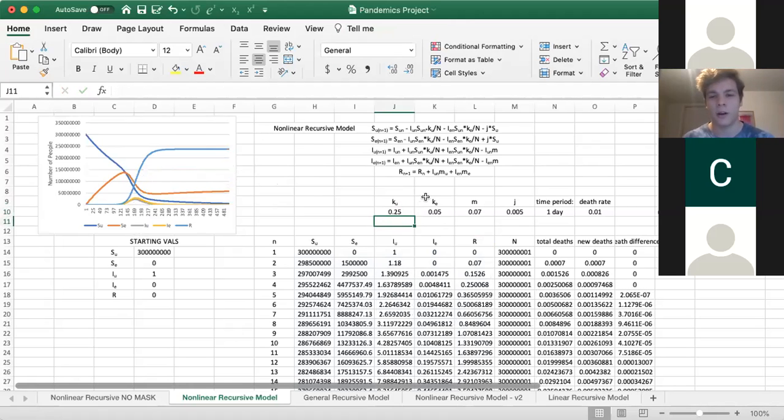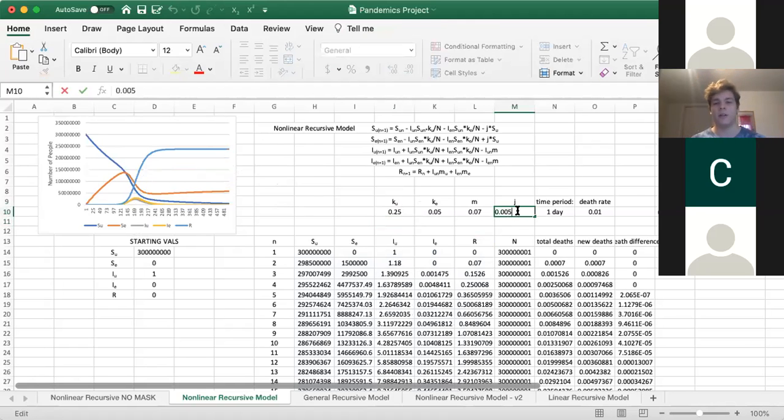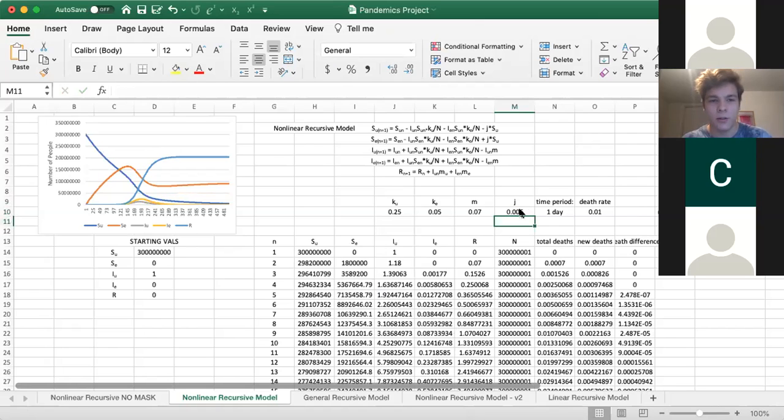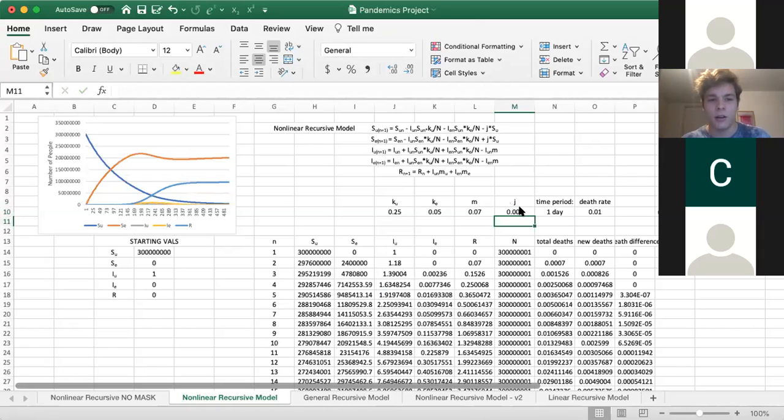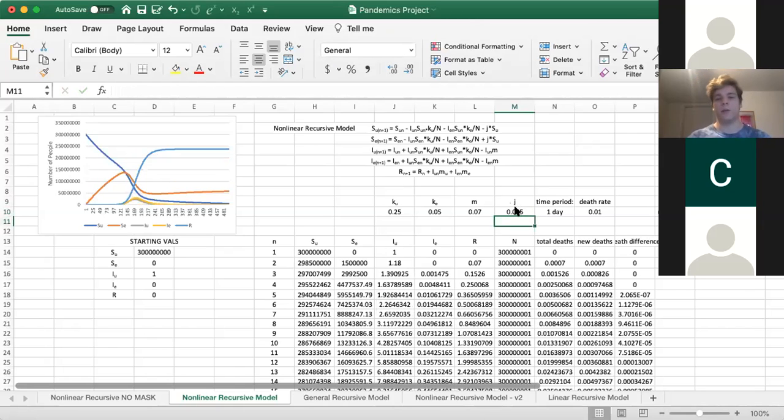So that's one flaw. And then the model is also relatively volatile with respect to the J parameter, so how many people are moved from the uneducated to the educated group. If we increase this by only a small amount, you can see that the removed population is going to reach herd immunity at a significantly smaller quantity of people infected.